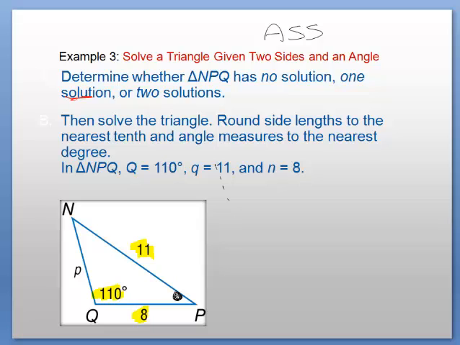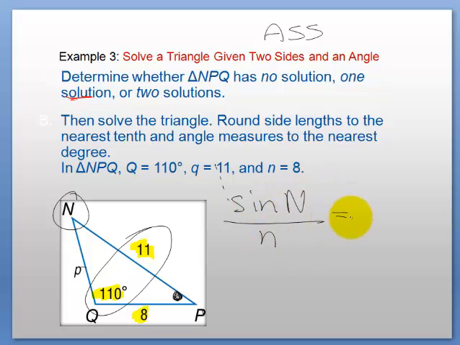Again, the instructions are just saying solve the triangle. So we look and we are given a matching pair. We're given angle Q, side q. So what we're going to do is we're going to use our sine law. That's what we do when we have a matching pair. We don't have any information on P. So that means we have to find N, angle N. So I'm going to make sine N over lowercase n, equal to sine Q over lowercase q.